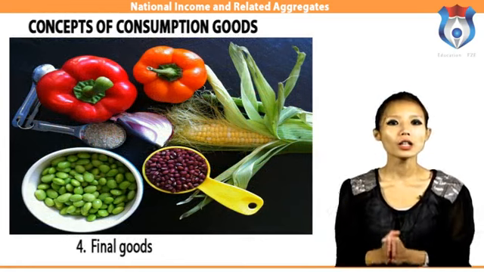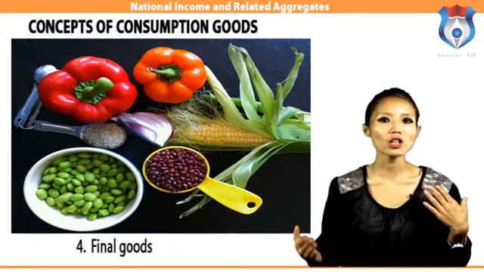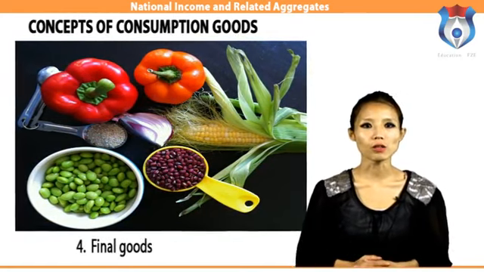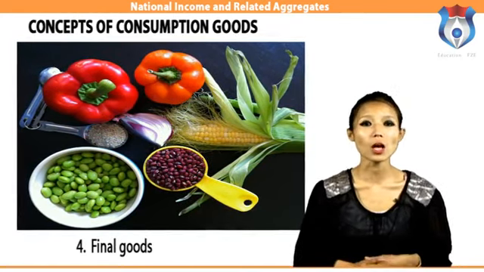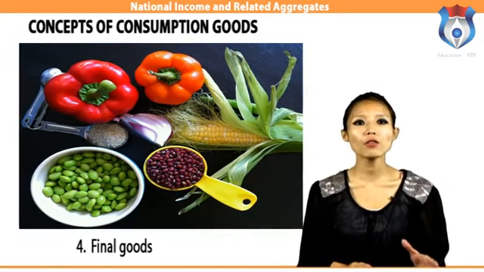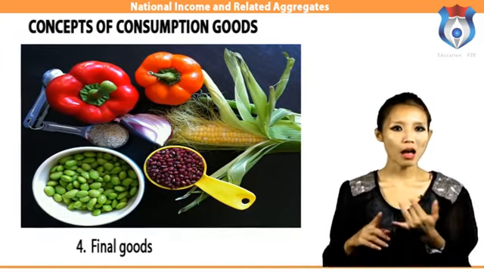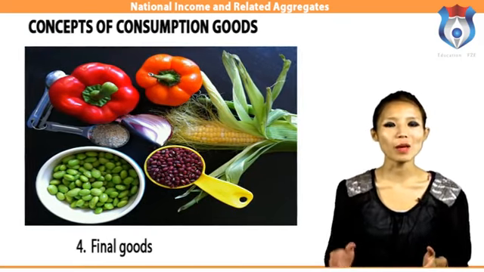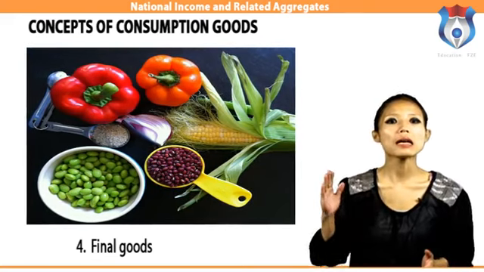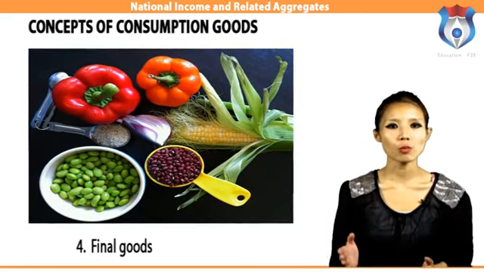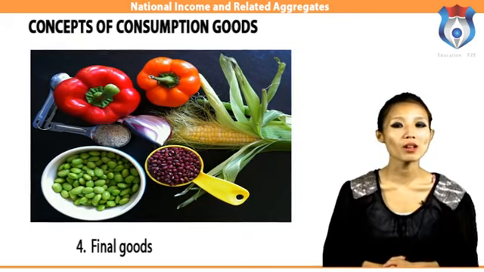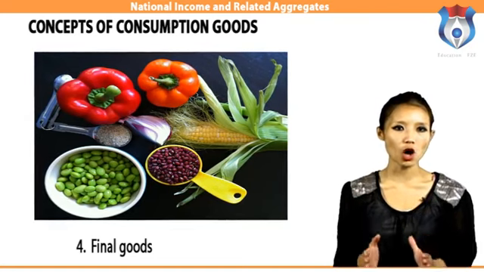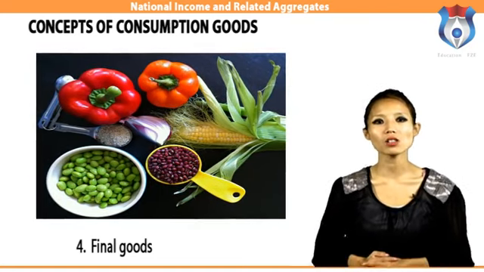Final goods. A good or service that is consumed by the end user and does not require any further processing is a final good. Final goods, also termed final goods and services, are purchased in the product market by the four macroeconomic sectors: household, business, government, and foreign, as consumption expenditure, investment expenditure, government purchases, and exports. Gross domestic product seeks to measure the total market value of final goods and services produced by the economy in a given period. This is the end result of the production process.